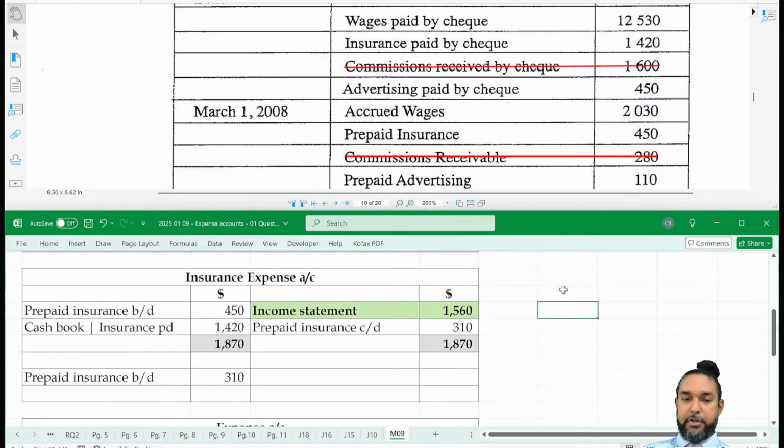Okay, Xavier, we okay with the insurance expense account? All right, Kaylee, what about you? You okay with that too? Yeah, okay. All right, lovely.